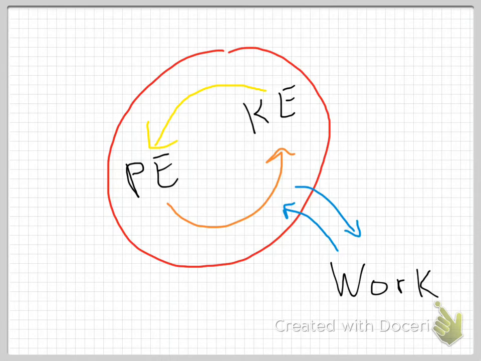It can either go into my system to increase the total energy of my system. I'm going to call that positive work. It can come out of the system. It can decrease the total energy of my system. I'll call that negative work.